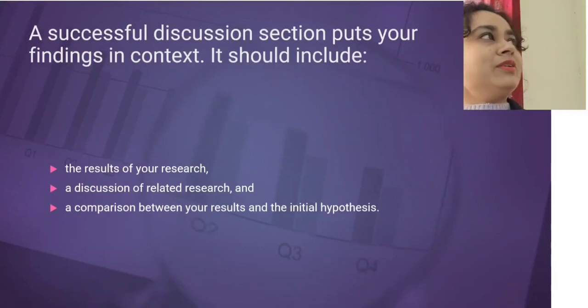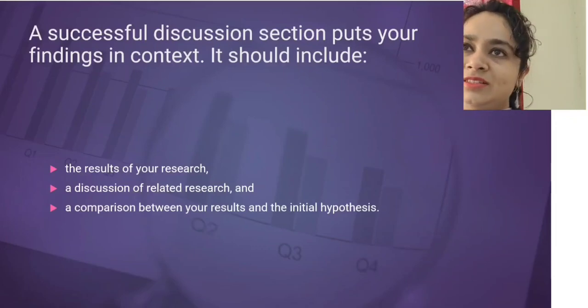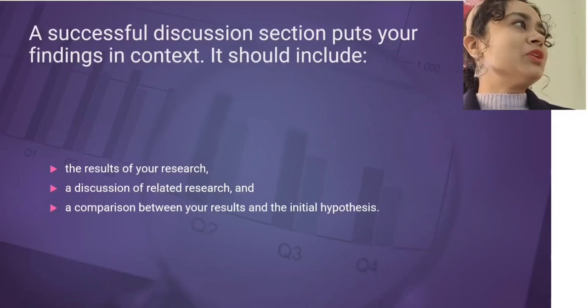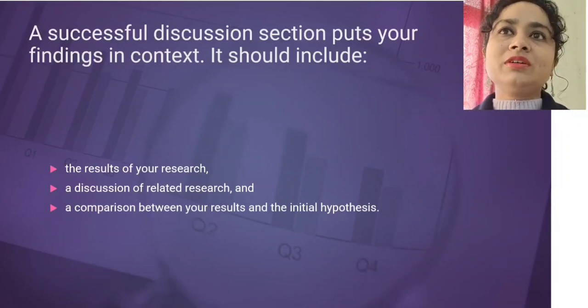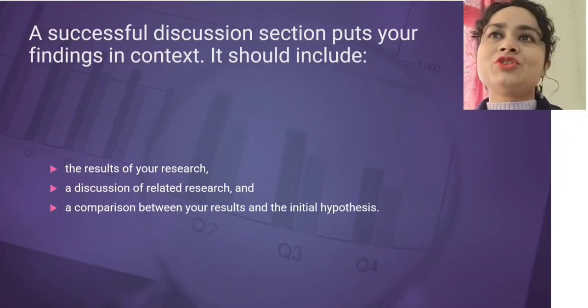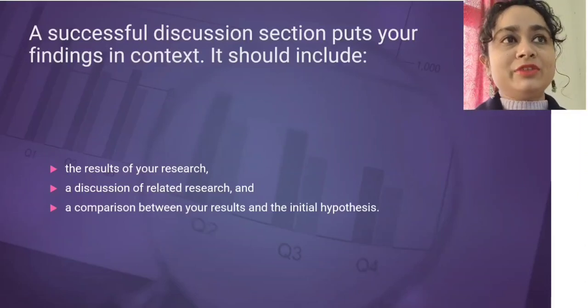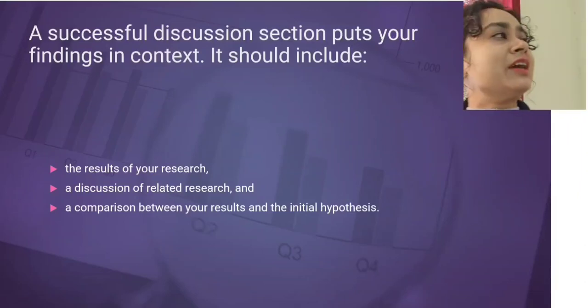So, for a proper successful discussion, these are the three main things which should be covered: the results, then a discussion of the results, and then a comparison between the results, the initial hypothesis, and also the previous literature, what other people have found if they have done similar research.